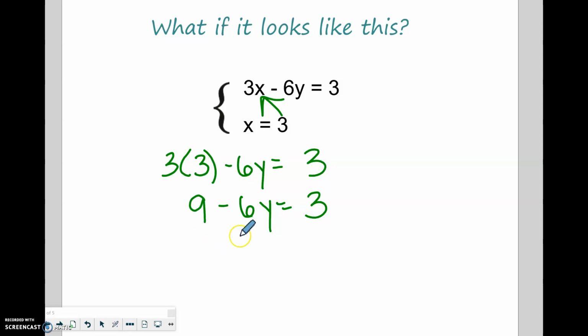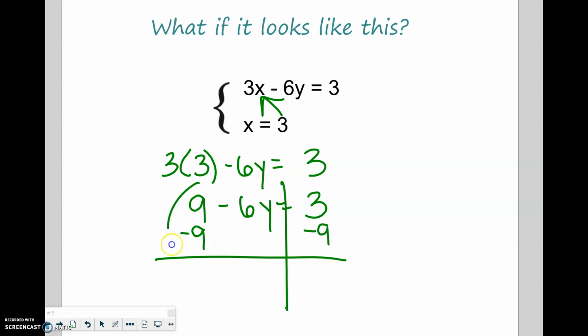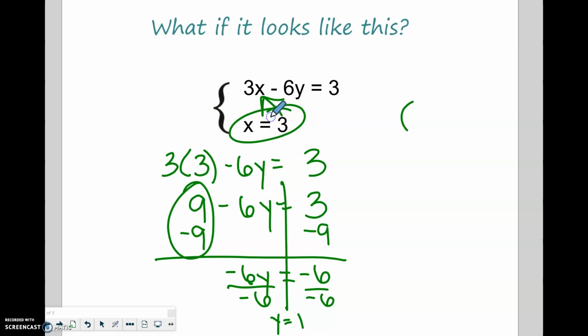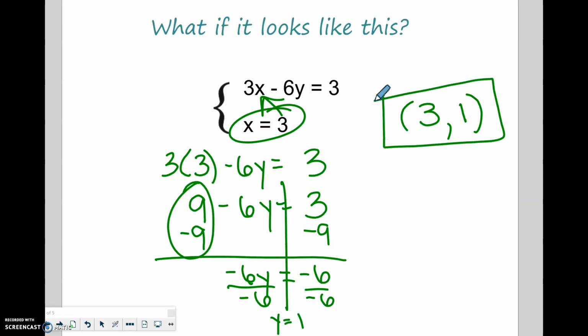And I'm going to solve for y. I'm going to subtract 9 from both sides. That's equal to 0 there. So negative 6y equals 3 minus 9 is negative 6. Divide by negative 6, so y is equal to 1. Now I already knew that x was 3. I was told that right here. So x is 3, y is 1. It just looks a little bit different because I know what x is, but it's the same strategy. I'm plugging the 3 in, substituting the 3 in, and then solving for the y.